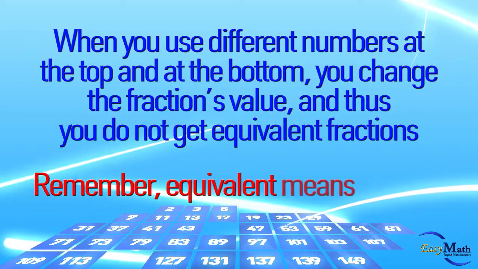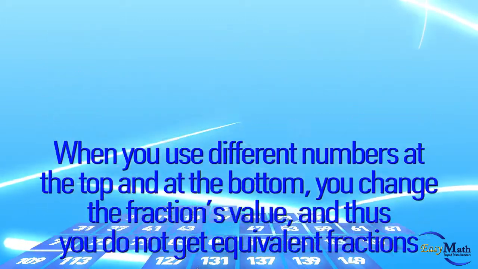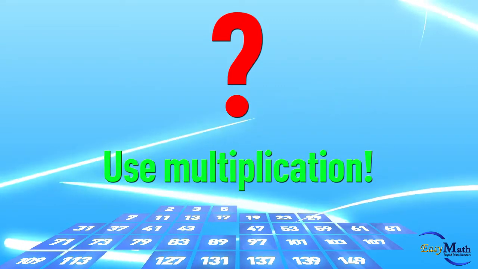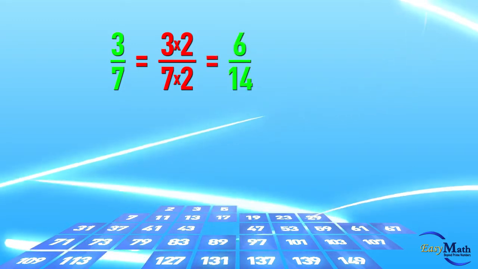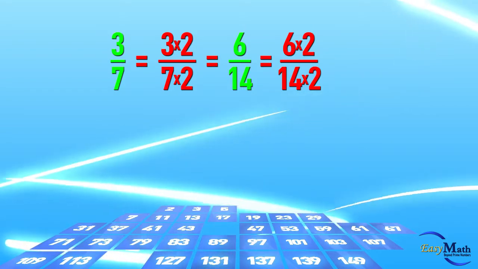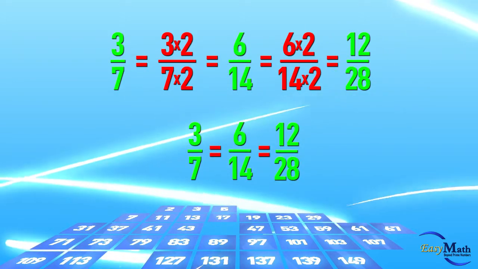Remember, equivalent means equal. How do you find equivalent fractions? One way is to use multiplication. 3/7 equals 3 times 2 over 7 times 2, which equals 6/14, which then equals 6 times 2 over 14 times 2, which equals 12/28. The fractions 3/7, 6/14, and 12/28 are equivalent.